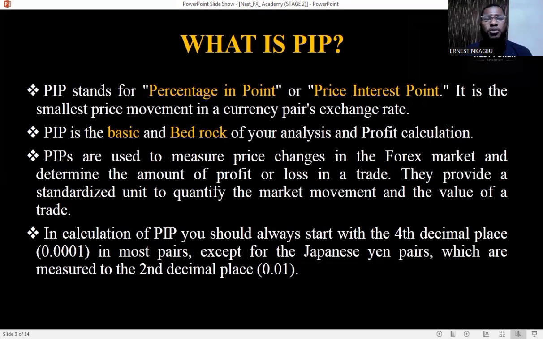So I'm going to be talking about what is actually pip, what this pip is all about, and how we can calculate pip. Because you as a businessman, if you cannot calculate your profit and loss, that means you're not a successful businessman. The same thing with trading. Some people don't know how to calculate their pips, their losses, or their profit.